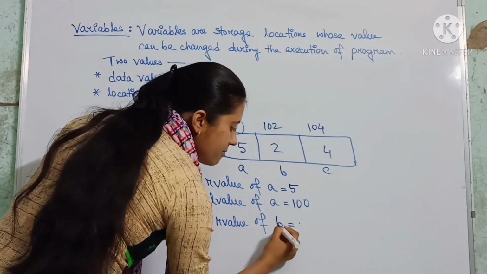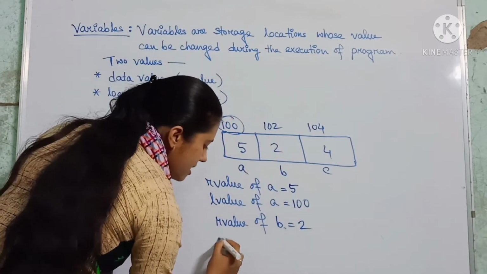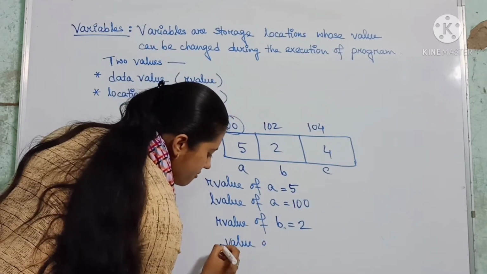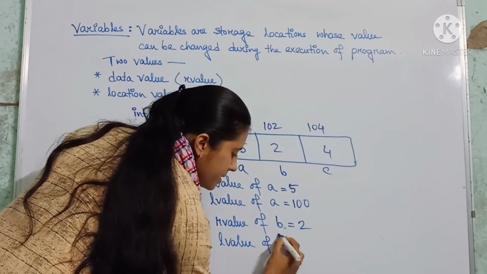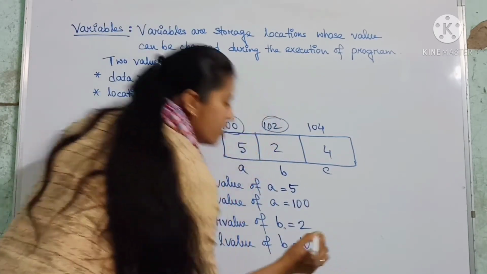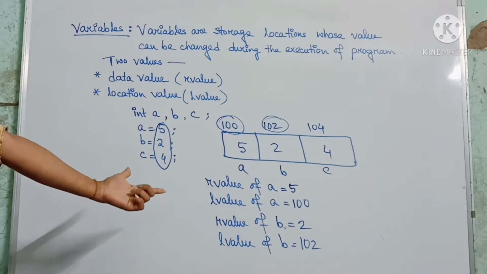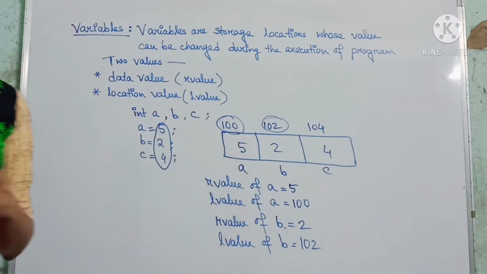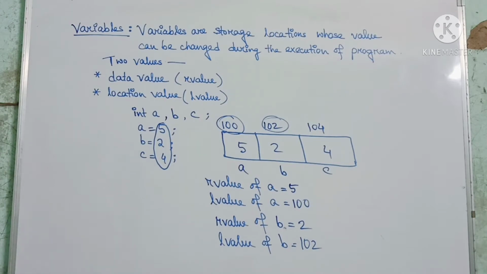R value of B will be what? 2. And similarly, the R value of B will be what? Its address, that is 102. So, clear? R value and L value. R value is nothing but the data, and L value is nothing but the address of the location where that variable is stored.